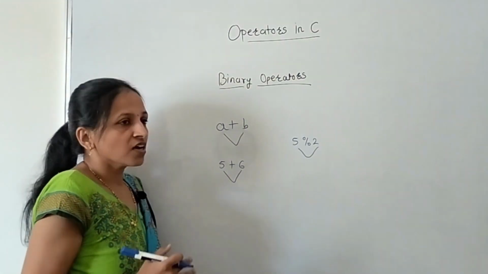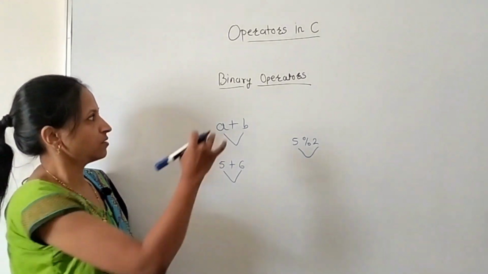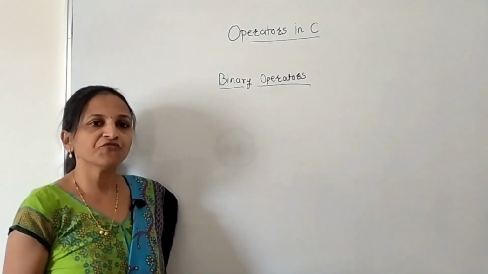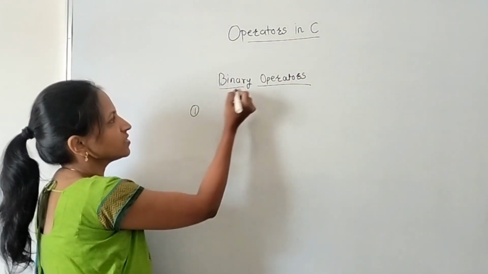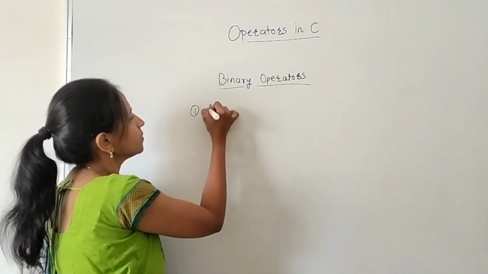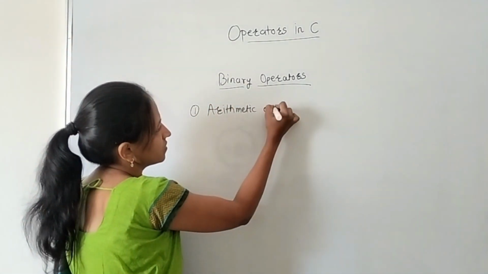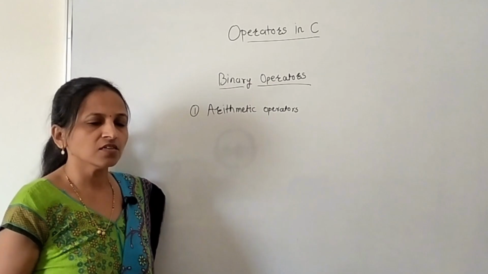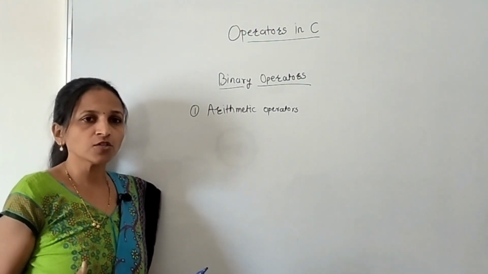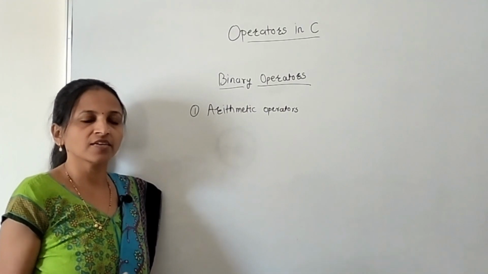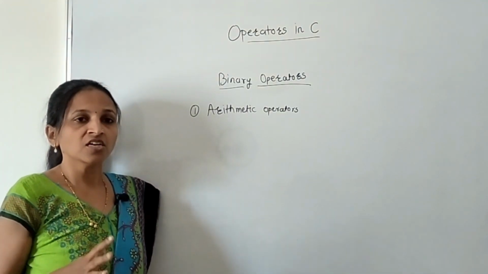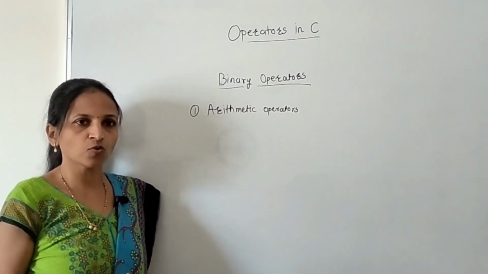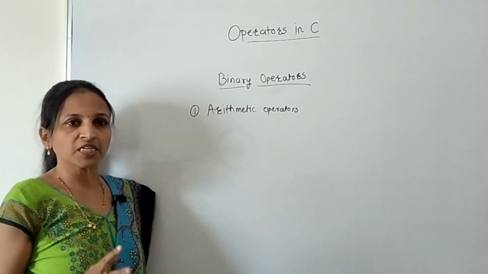Now there are again multiple types that come under this binary operator category, that I am going to explain now. The first type under binary operators is arithmetic operators. What are arithmetic operators? The operators that are used to do arithmetic actions like addition, subtraction, multiplication are called arithmetic operators. Any mathematical action you want to do on any two operands is nothing but an arithmetic operator.